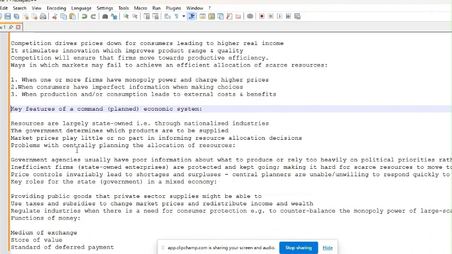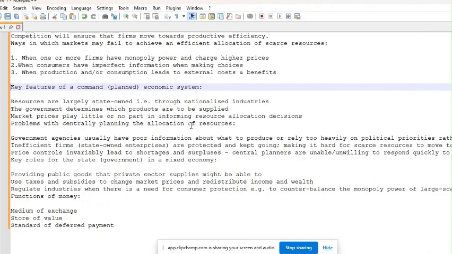Let's look at some key features of the command planned economy. You don't really have a say within the planned economy. Resources are largely state owned, i.e., through nationalized industries. The government determines which products are to be supplied. Market prices play little or no part in informal resource allocation decisions.